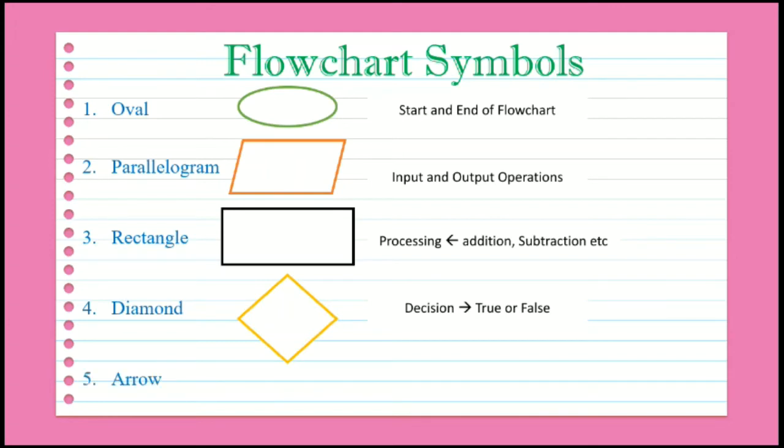Fifth symbol is arrow, also called as flow line, and it looks like this. It is used to denote the direction of logical flow in the flowchart. So using this symbol, wherever you direct the arrow, the flow of flowchart will move to that direction. So using these five symbols, we can create any basic flowchart for a particular algorithm.